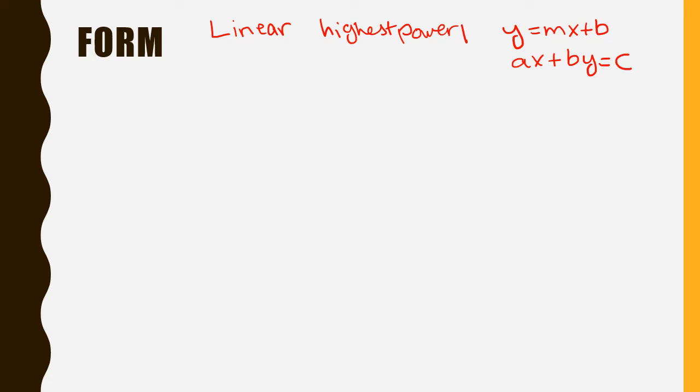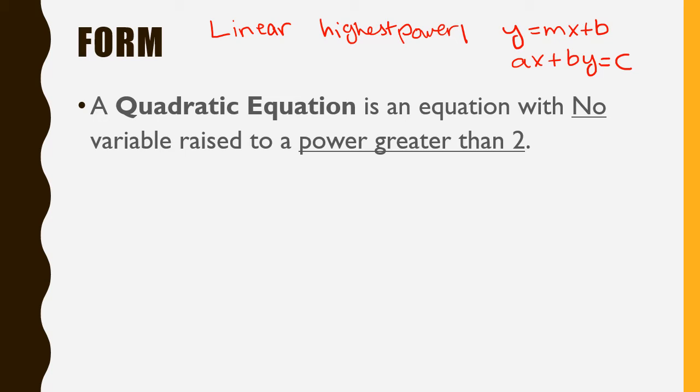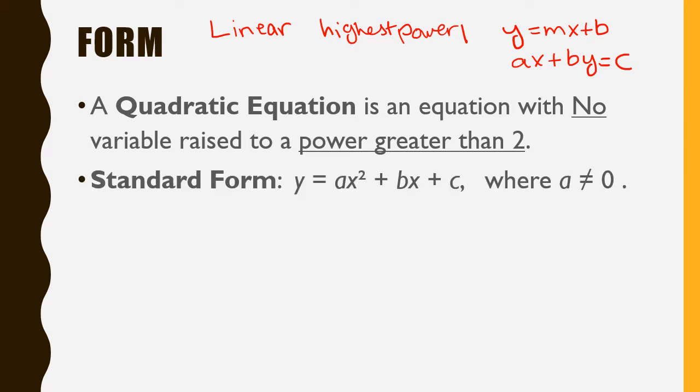Today we're going to talk about quadratics, and quadratics are equations with no variable raised to a power greater than 2. That means that the highest power in a quadratic equation is 2. We also will learn that the standard form for a quadratic is y equals ax squared plus bx plus c, where a is not 0, and a, b, and c are real numbers.